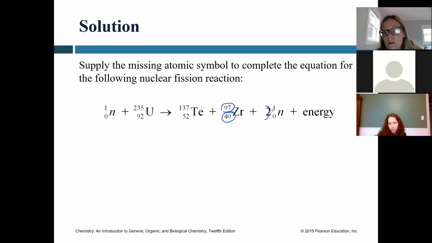This 2 applies to both numbers, okay? So it wouldn't just be 235 minus the 137 minus 1. It actually needs to be minus 2. So if you were at 98 here, it's because you didn't take into account that it was 2 neutrons. If you don't like it written like this, you could write it like this: 1, 0, n plus 1, 0, n. 2 of them, you have to subtract out both of those. And you also produce a lot of energy.